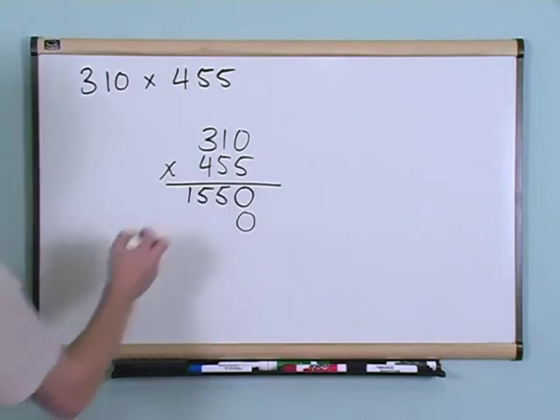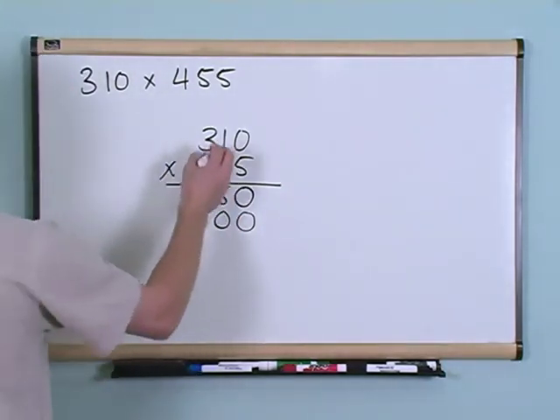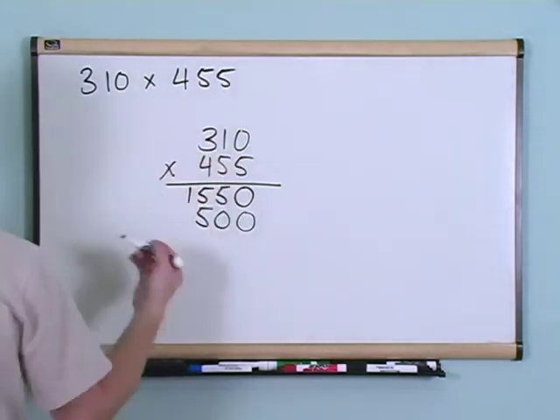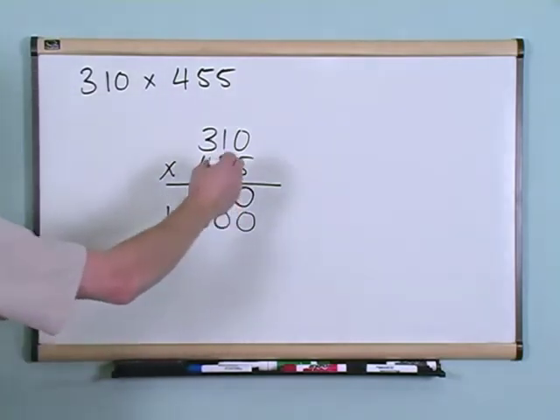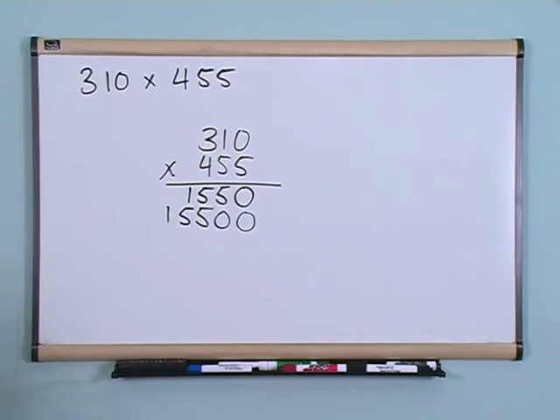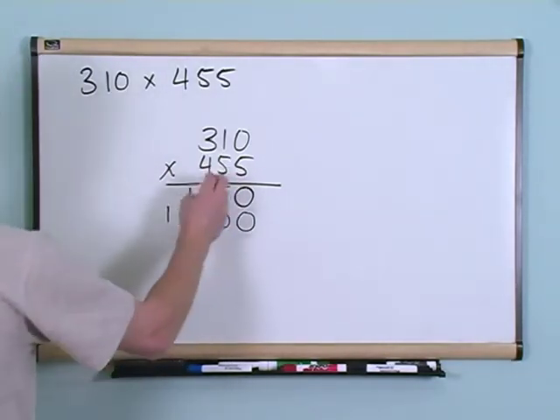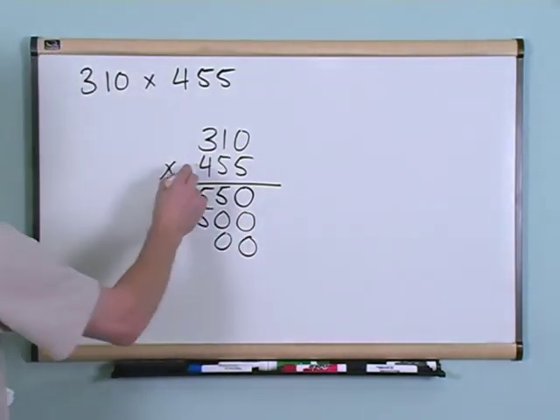Now, 5 times 0, again, gives you 0. 5 times 1, again, gives you 5. And 5 times 3, again, gives you 15. Notice I'm lining the digits up, so everything's lined up perfectly. Now we want to move to the 4, which is 2 digits over, so I have to add 2 zeros. Now I can multiply by 4.